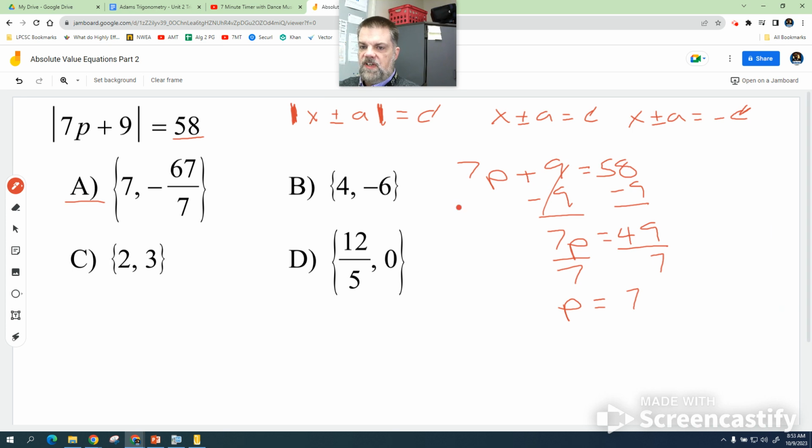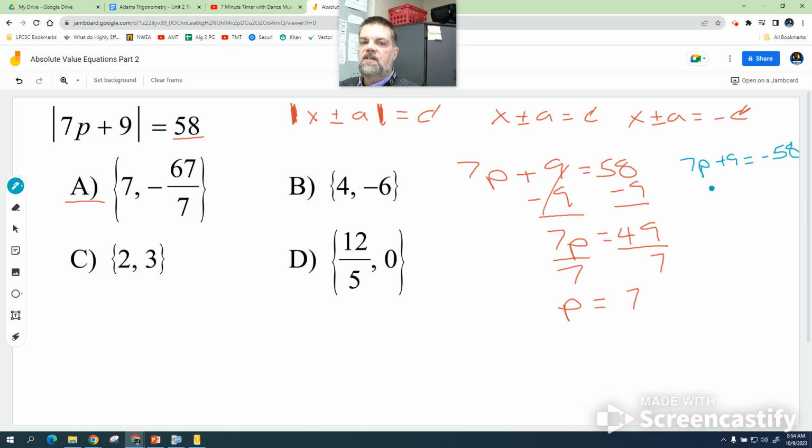what was funny to me is I didn't do multiple choice. I wanted both answers on the test. I want to know that you know how to do it. So I'm supposed to do this a second time with the negative number. Over here, I'm supposed to say 7p plus 9 equals negative 59. Or 58, sorry.